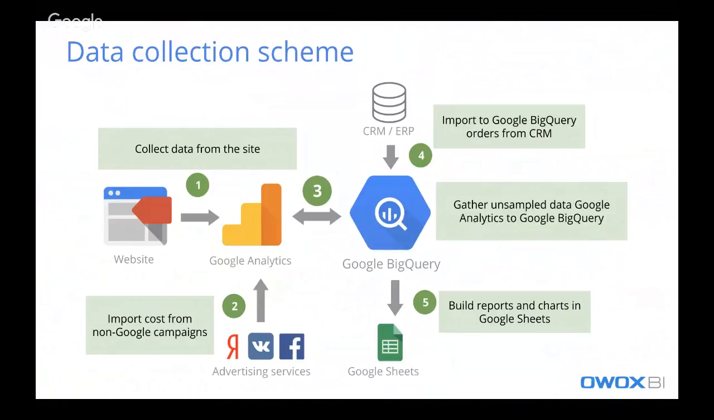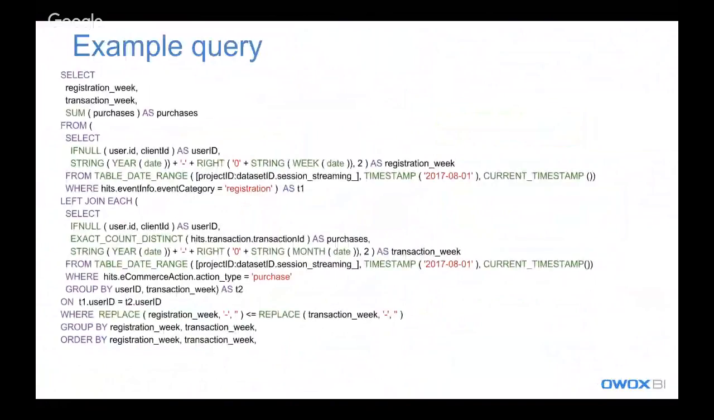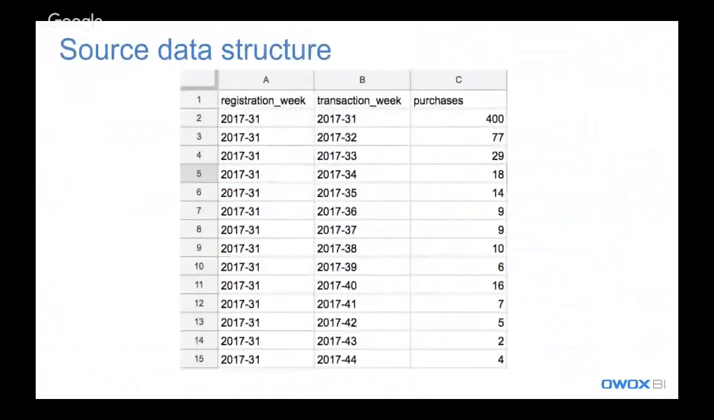If you want to build a cohort report in Google Sheets, you need to prepare the data in the correct structure. Here you can see an example query to get all the necessary data from BigQuery. After running this query, you will receive the following data. To download the results of your query into Google Sheets, you can use our free extension for Google Sheets, the OWOX BI BigQuery Reports add-on. This extension allows you to work with BigQuery data directly in Google Sheets.